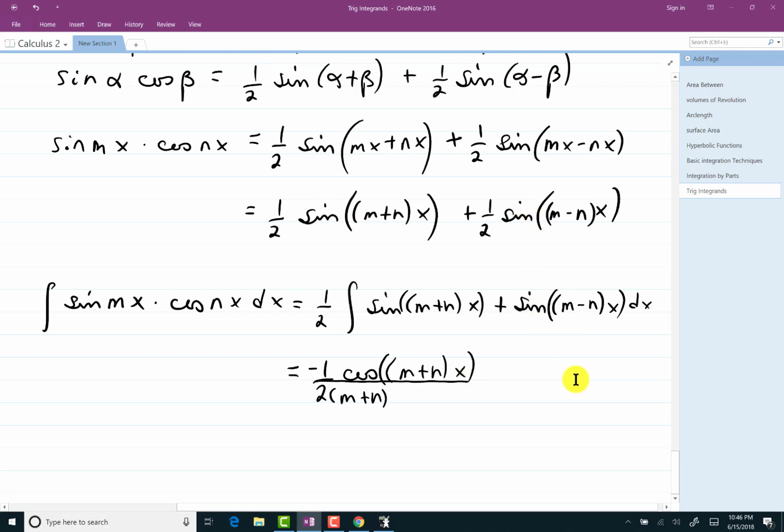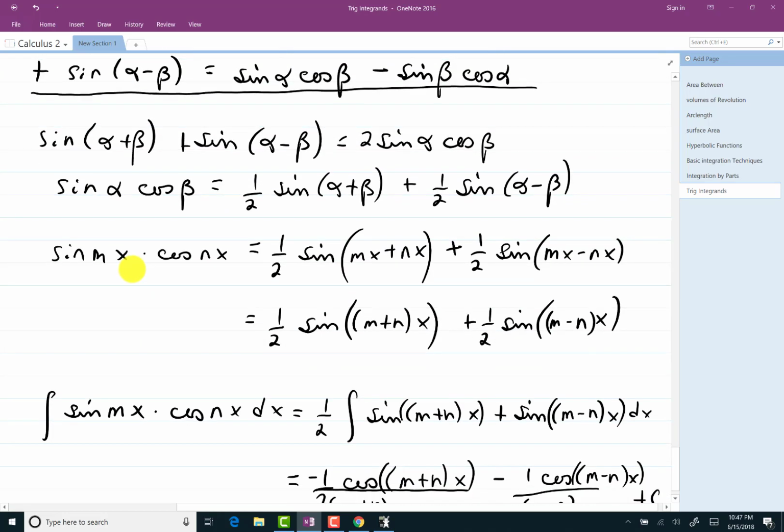And then for the other one, we get plus, that's going to be minusing because the antiderivative is cosine, minus 1 over 2 times m minus n times cosine of m minus n x. And then we've got a plus c at the very end of all that.